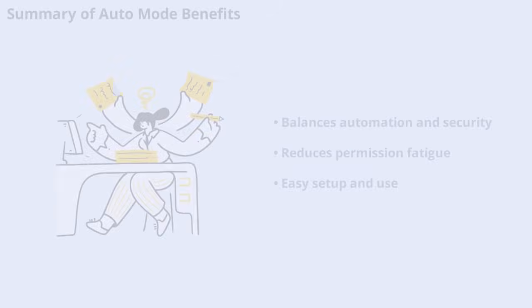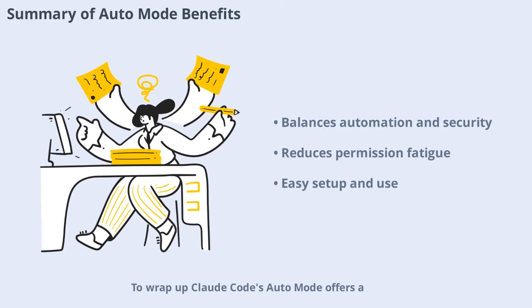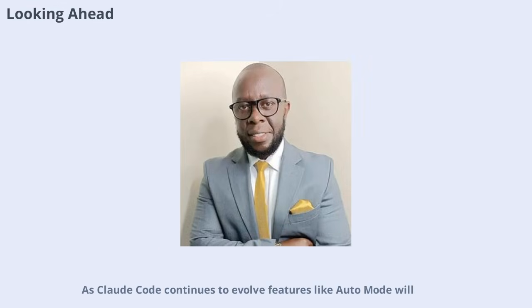To wrap up, Claude Code's Auto Mode offers a smart balance between automation and security. It reduces permission fatigue, blocks dangerous actions, and streamlines your workflow. With easy setup across CLI, VS Code, and desktop app, it's accessible to all types of developers. While there are some limitations, the benefits far outweigh the drawbacks, making it a must-try feature for anyone using Claude Code. As Claude Code continues to evolve, features like Auto Mode will become even more powerful and user-friendly.